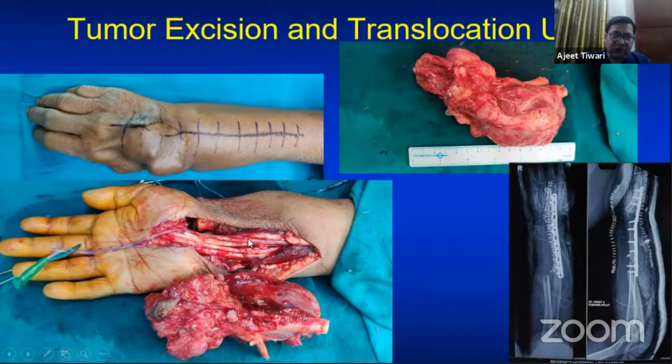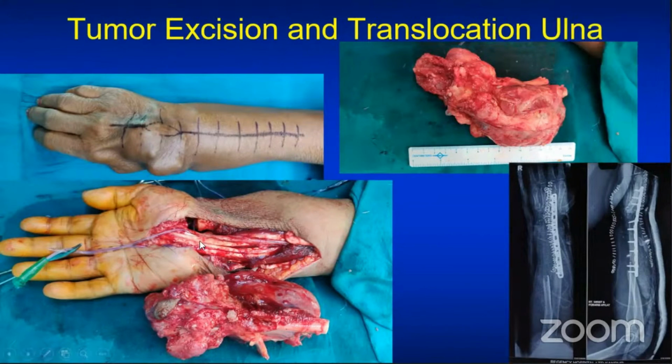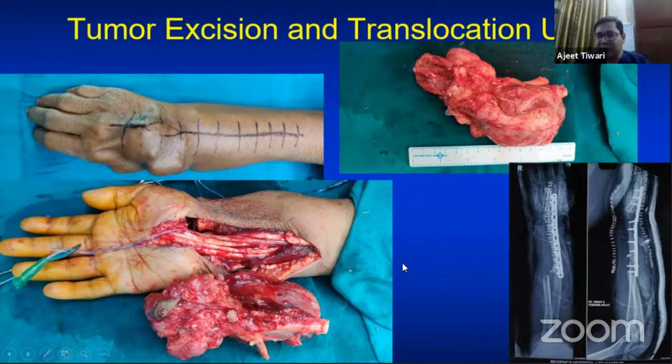So I went to the volar side, removed the tumor, and excised it. The important thing is that we have to be very careful to protect the radial artery, ulnar artery, median nerve, ulnar nerve, dorsal sensory branch of the radial nerve, and dorsal sensory branch of the ulnar nerve. All the key neurovascular structures should be protected. And I translocated the ulna and fused it with the carpal bones and the metacarpal.